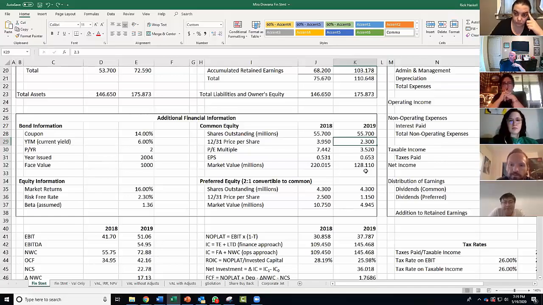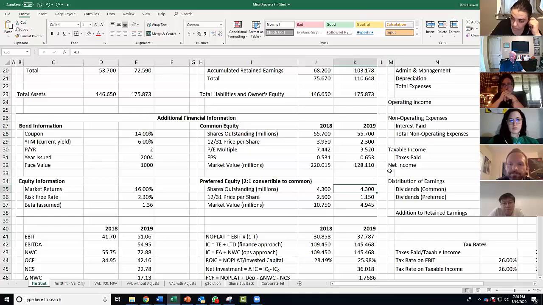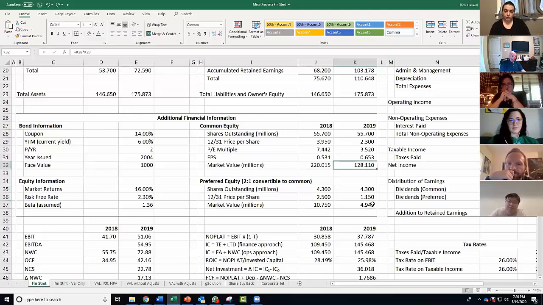So here we have 128.11 is the market value of the firm's common. Well, that's because it's 55.7 million shares times $2.30 a share gives us 128.11 million. Okay. Same thing here for the outstanding preferred stock. We have 4.3 million shares times $1.15 per share gives us 4.945 million. And those would be the values of E and P.